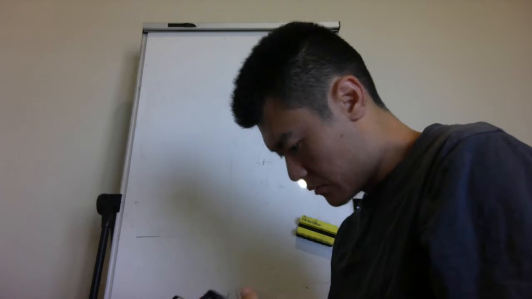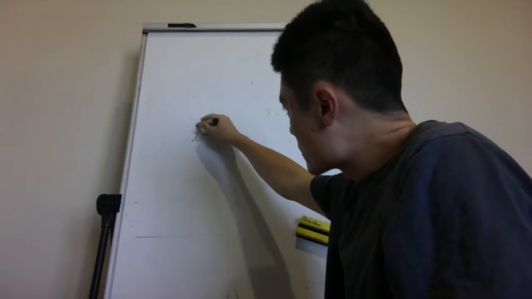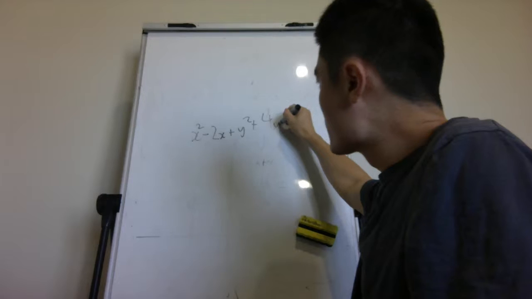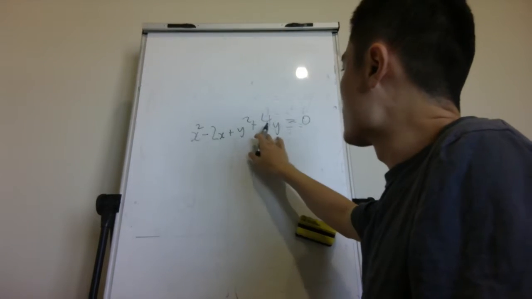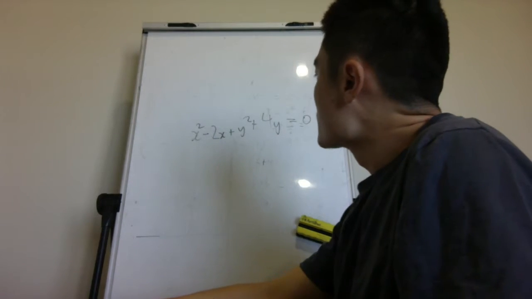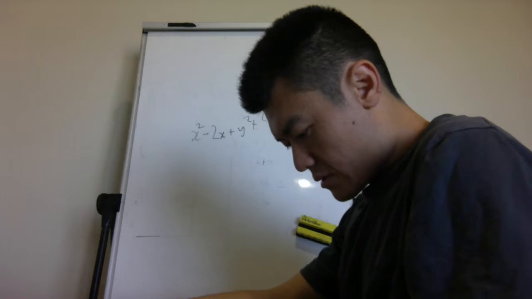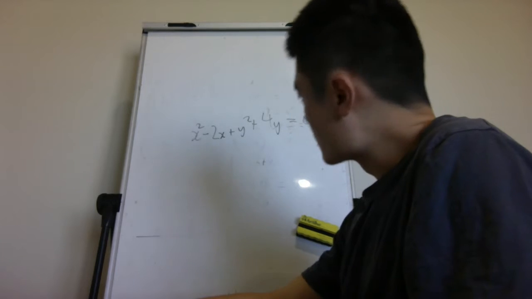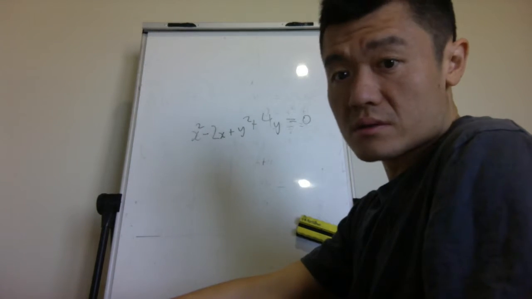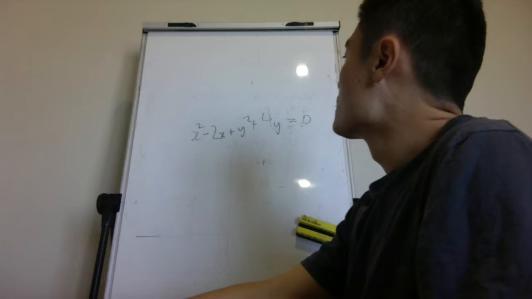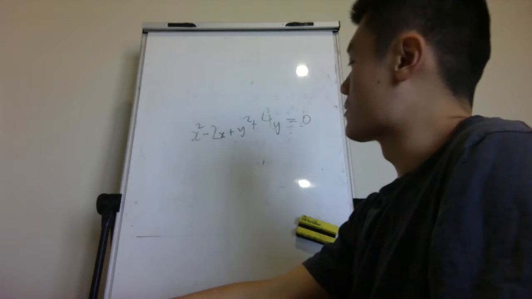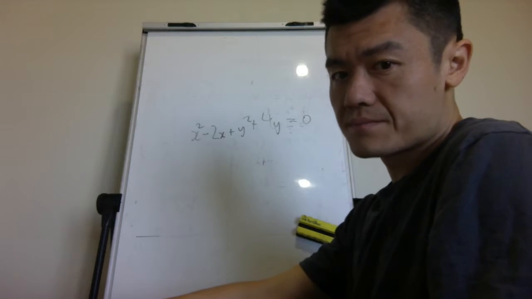It says find the center and radius of the circle x squared minus 2x plus y squared plus 4y equals 0. Okay. It's a funny question because it's like find the radius and center of something which you might not even know is a circle, right? But to find it, you could actually prove it's a circle because then you have a center and a radius.